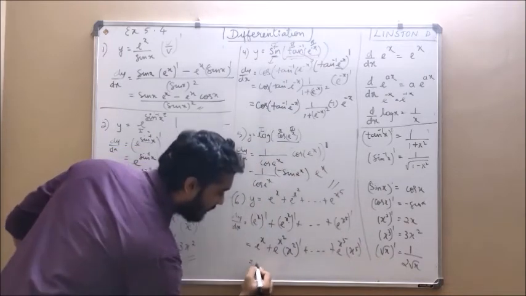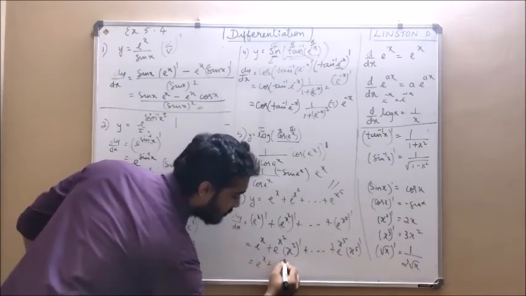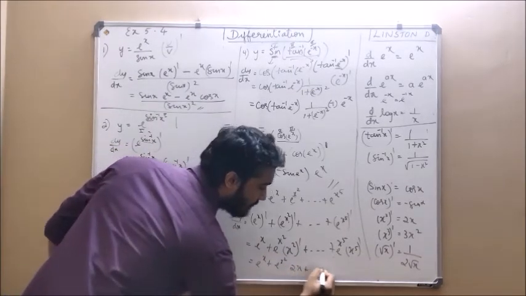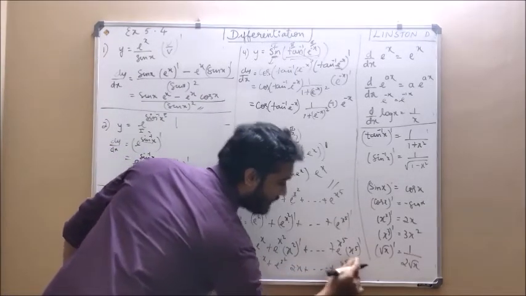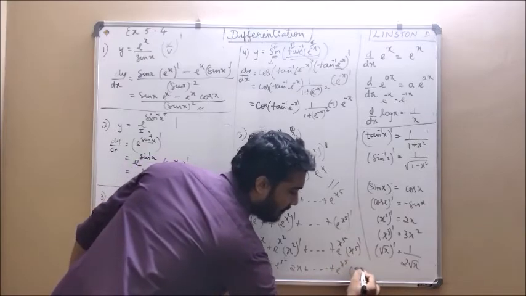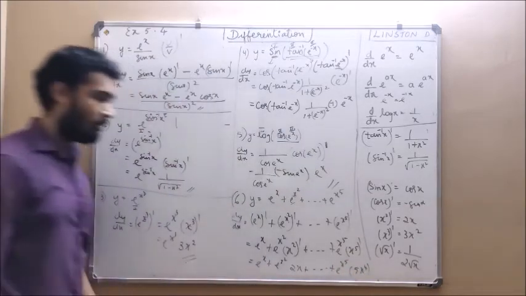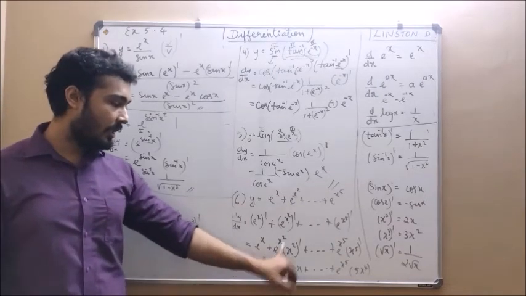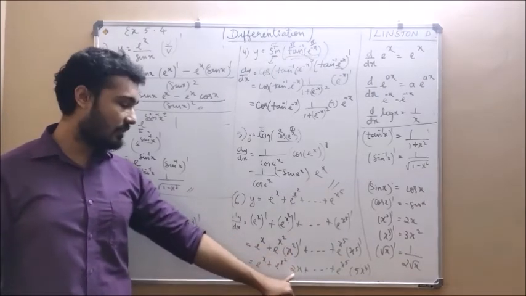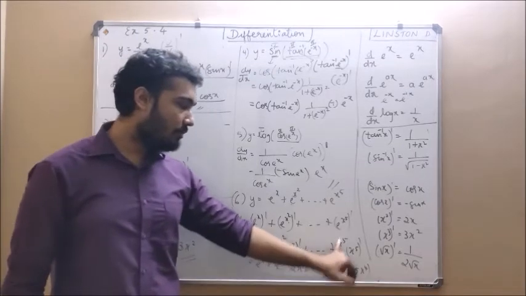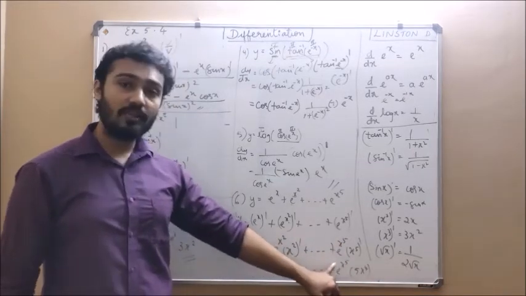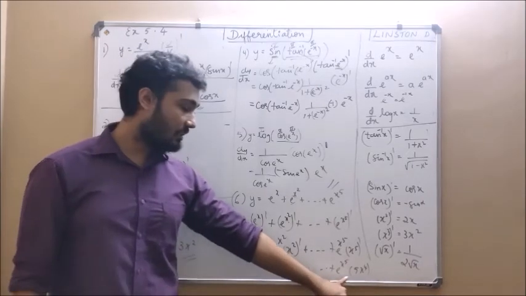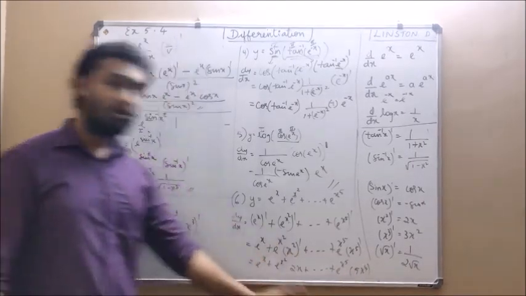So this is e power x plus e power x square. Differentiation of x square is 2x, plus e power x power 5. Differentiation of x power 5 is 5 into x to the power 4. So this is the answer: e power x plus e power x square into inside function differentiation of x square is 2x, plus e power x 5. Differentiation of e power x 5 is e power x 5 only into inside differentiation 5 into x to the power 4. This is the answer.